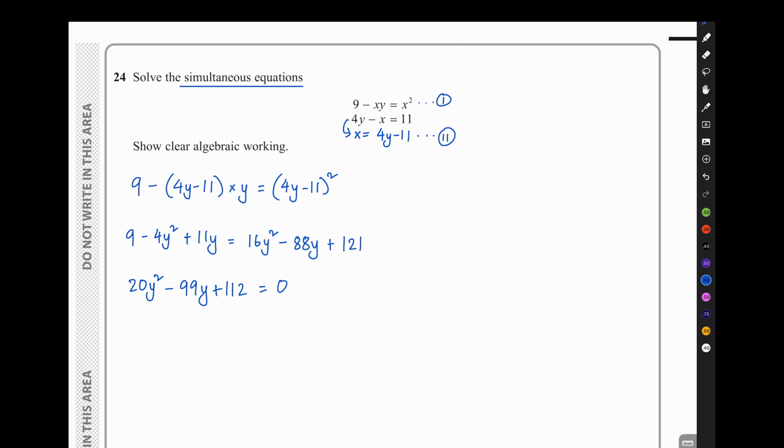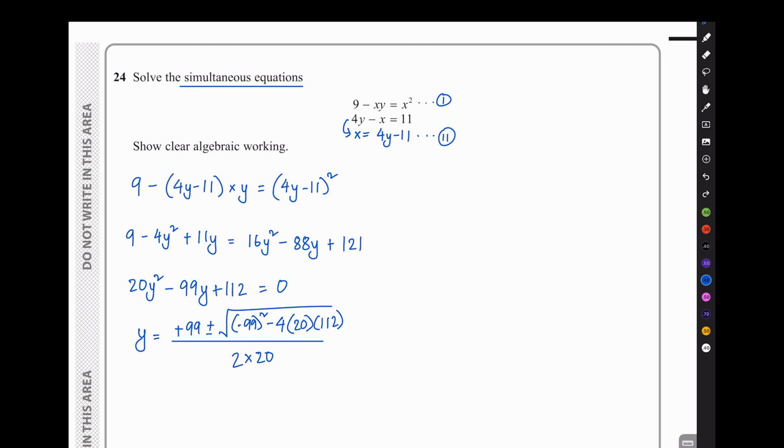Can I simplify this? I don't think I can. So I am not even going to attempt to use the middle term here. I'm going to use the quadratic formula. So negative b plus minus the square root of b squared, so 99 squared minus 4ab, divided by 2a, right? Sorry, not b. It's in the end.